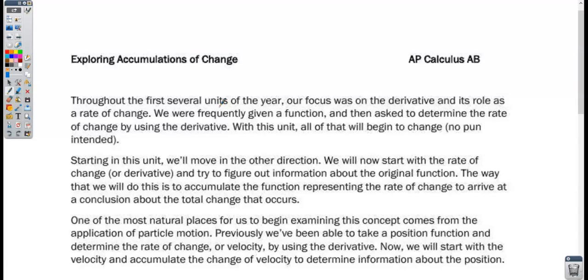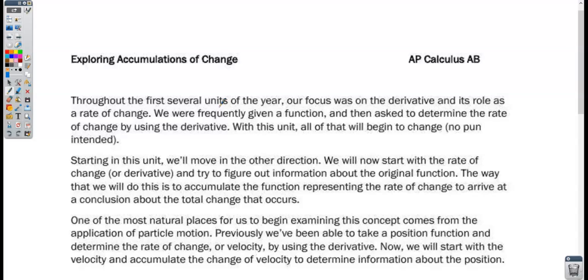Okay? So what's going to happen now is instead of starting with a function and finding a rate of change from it, we're going to start with a rate of change and figure out information about the original function. And the way we do that is by accumulating that rate of change through the use of area, actually.